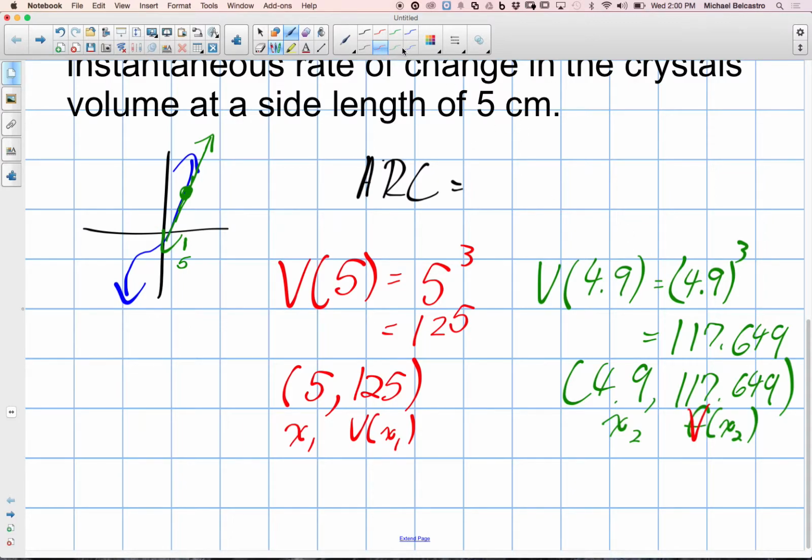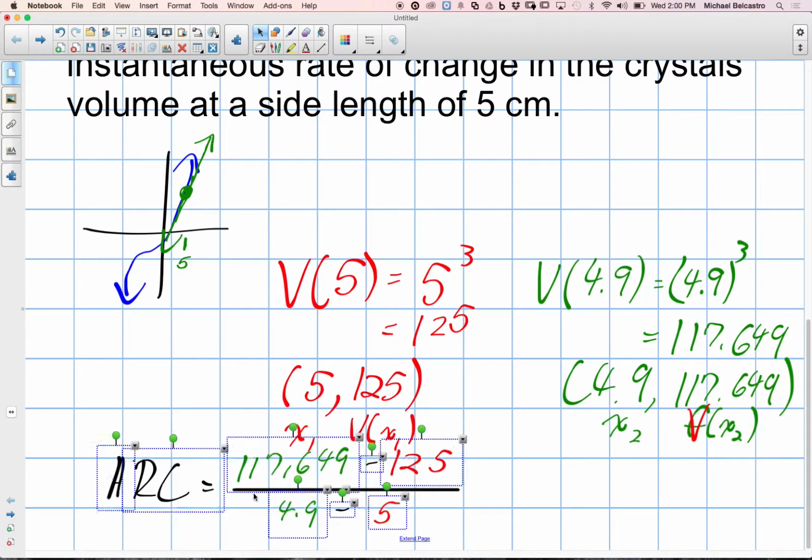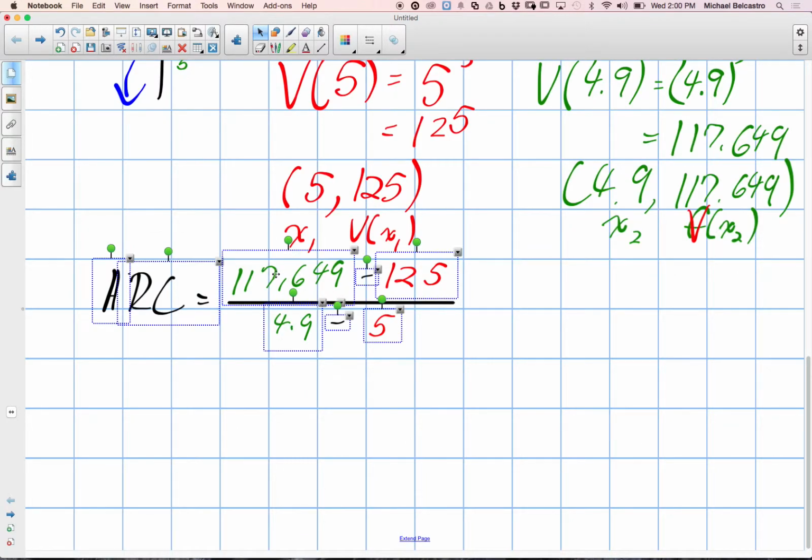There we go. So we're going to take our first value, which is 117.649, and we're going to subtract from 125. Didn't leave myself a lot of room here. And we're going to be dividing by 4.9, subtract our value of 5. So let's move this down so we can work on it a bit. I know you can't do that on your note page. I apologize.